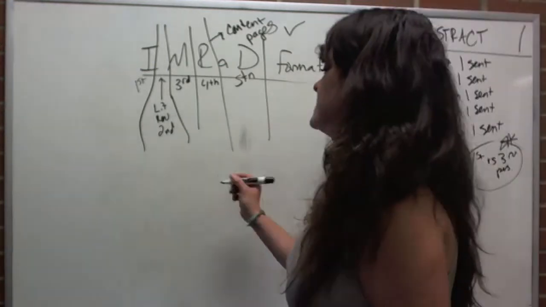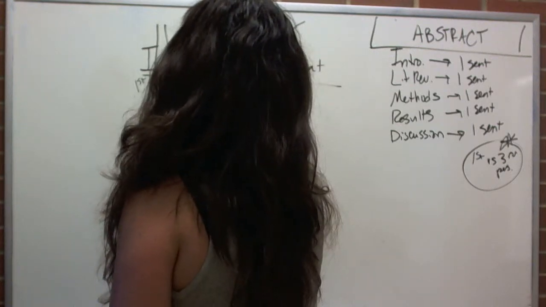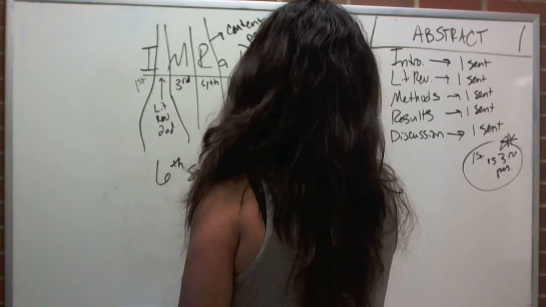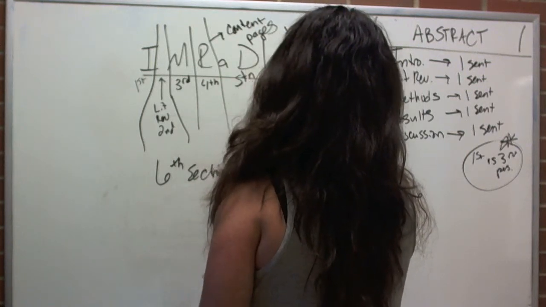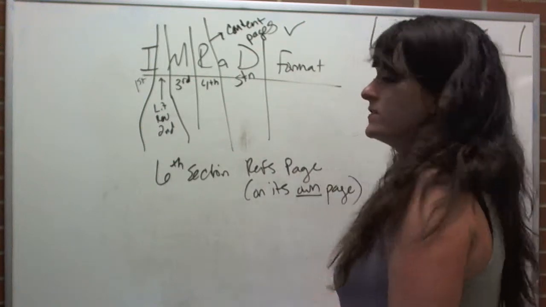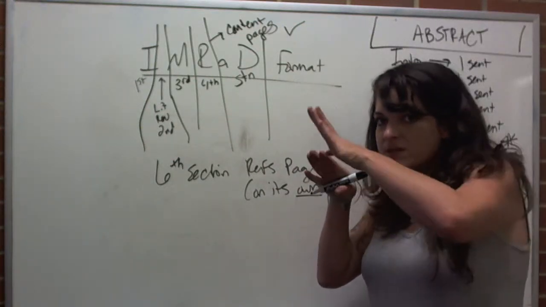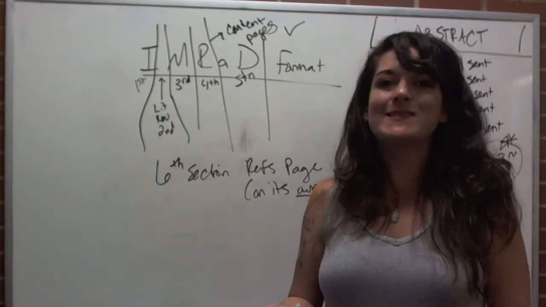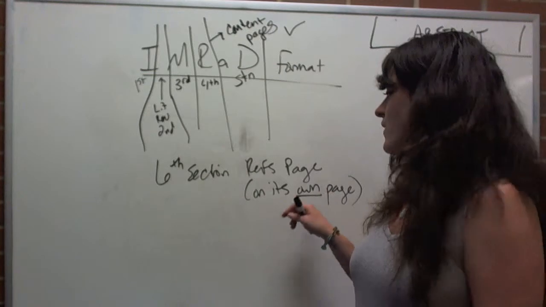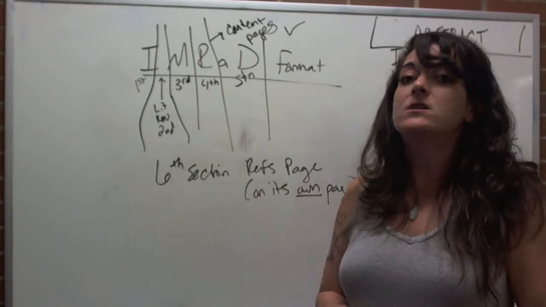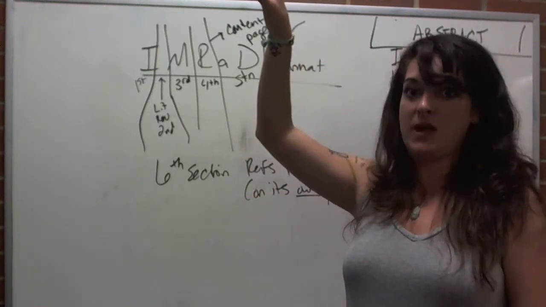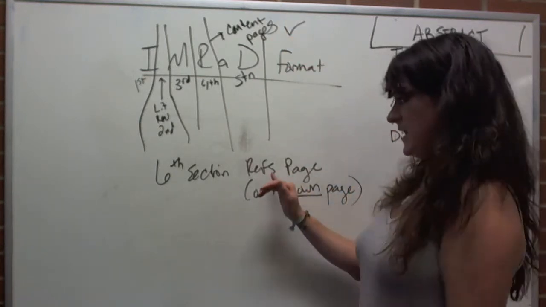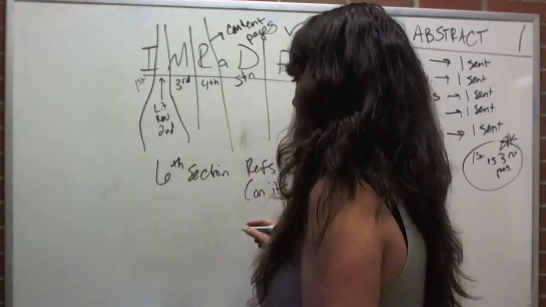The 6th section is your references page on its own page. For some reason, students like to tuck references right up under discussion, and that's not proper APA format. Just like a works cited page is its own page, a references page is its own page. So if your discussion ended at the top of this page, you need to hit enter several times to get to a new page, and label it references page. That's where your citations are going.